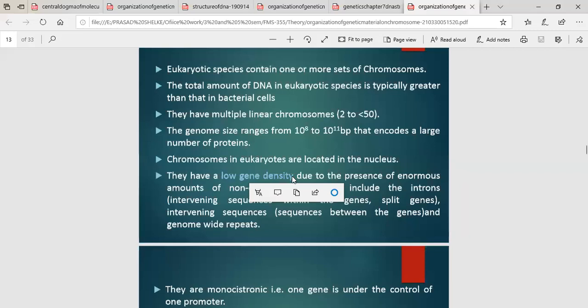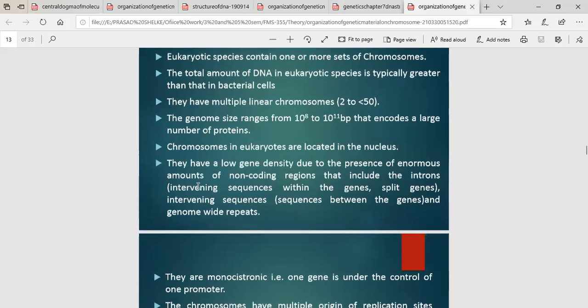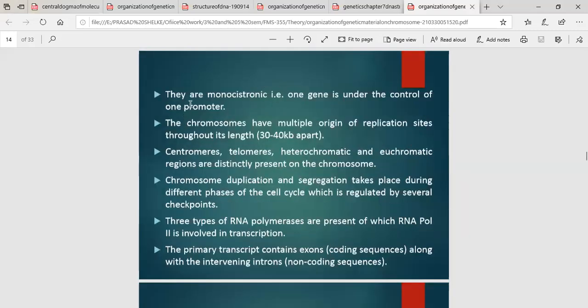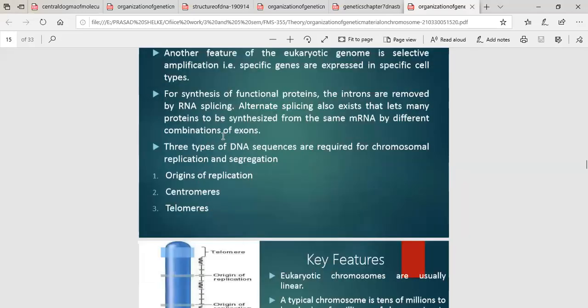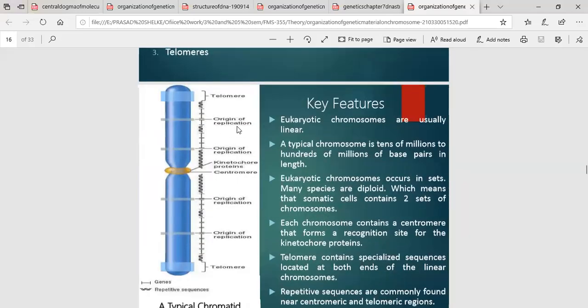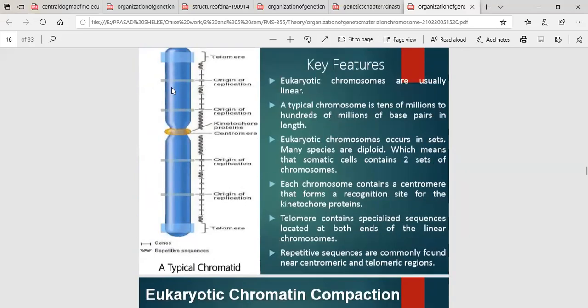As I said, genes are those DNA sequences that code for protein. Here you can see the linear type of chromosome. It contains the centromere in the center and the telomere at the terminal. And there are also some repetitive sequences present here.